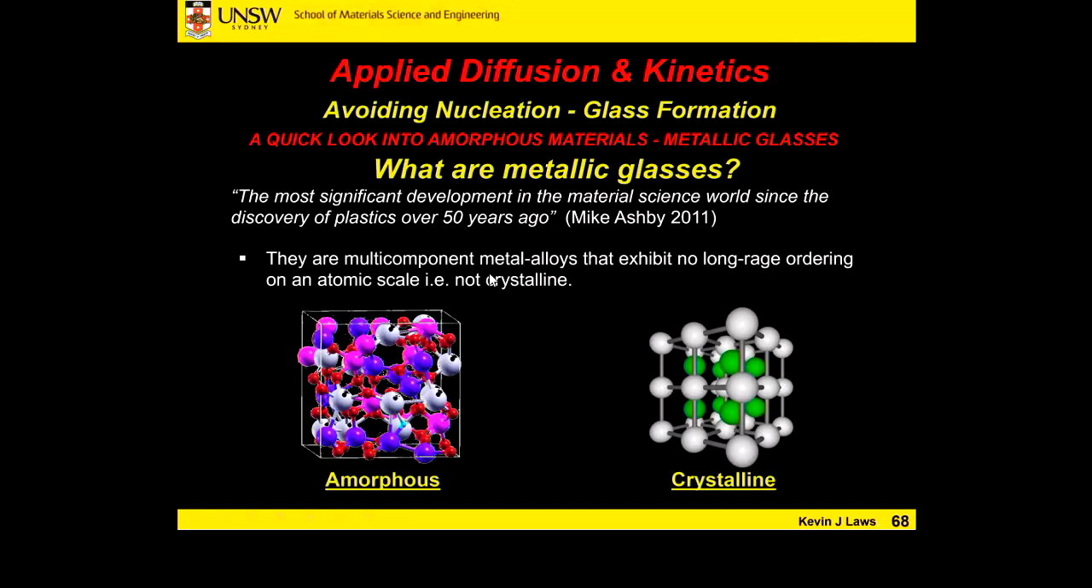They're multi-component metal alloys that exhibit no long-range ordering on an atomic scale. So they're not crystalline. Here we have a typical crystal lattice. That one there is basically the cesium chloride structure, a BCC ordered structure, very ordered cubic domains. Compared to amorphous, where we essentially have only some form of chemical or topological short-range order, no long-range order whatsoever. I don't use the word random because they're not perfectly random, but they're pretty close.